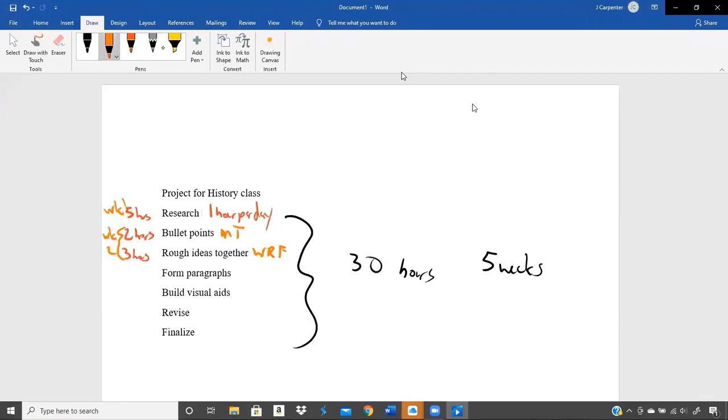Then forming your paragraphs, that's going to definitely take some time. That's probably going to be another 5 hours. And so you could do that Monday, Tuesday, Wednesday, Thursday, Friday, 1 hour each.